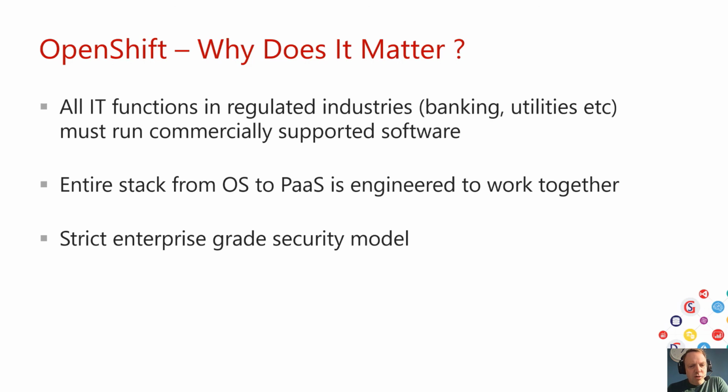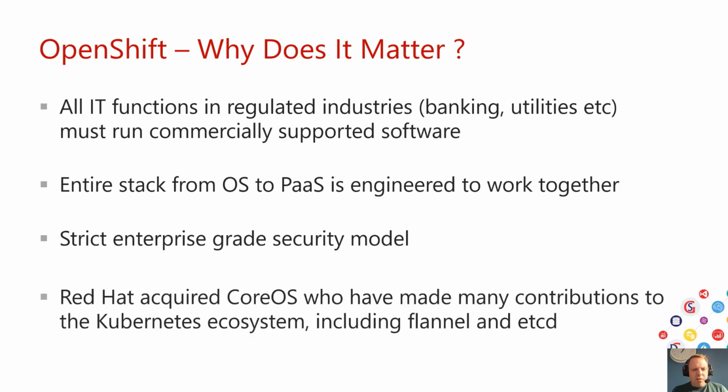Strict enterprise grade security. What you will notice if you've ever installed a big data cluster on top of Kubernetes is that there's these things called security contexts which you need to set up and alter before you deploy your big data cluster. And then finally, one of the big things about Red Hat is they acquired a company called CoreOS, who've made major contributions to the Kubernetes ecosystem in terms of software-defined networking. So the very first software-defined overlay networking tool for Kubernetes was Flannel. That originates from CoreOS, as does etcd.